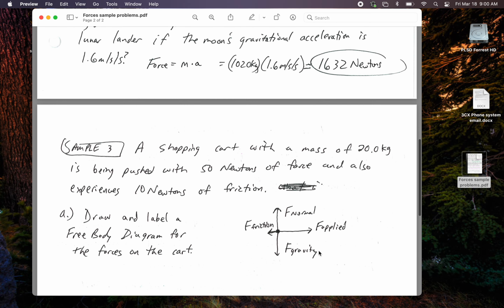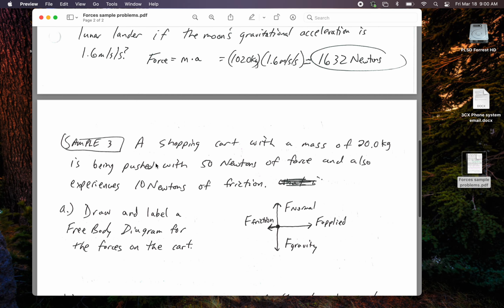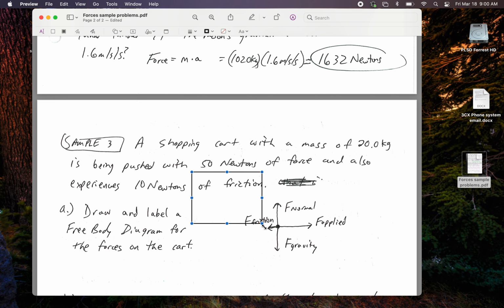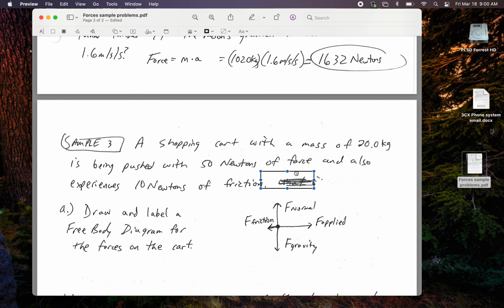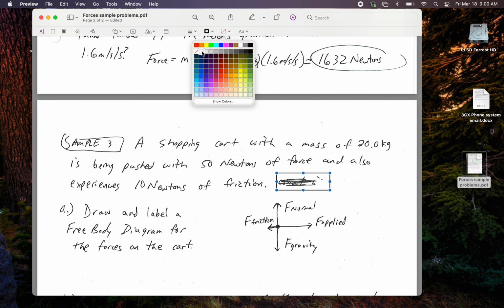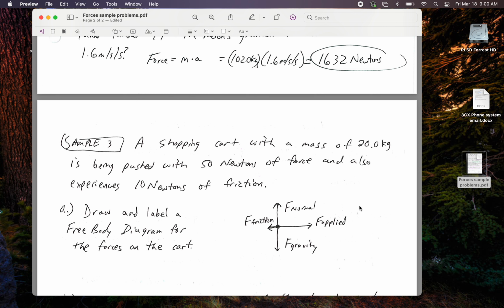The last one, sample 3, assume a shopping cart with a mass of 20 kilograms is being pushed with 50 newtons of force and also experiences 10 newtons of friction. I did not say which direction the force was acting. So in this particular case, it doesn't particularly matter which direction the force is acting. I know it would be going sideways.